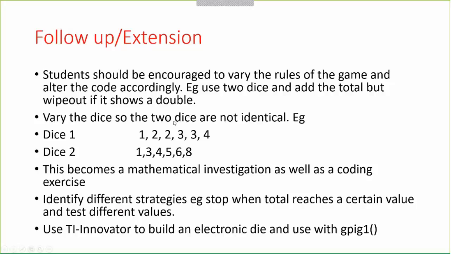Vary the dice so the 2 dice are not identical. For example, you had a 1, 2, 2, 3, 3, 4, and something like that. Then it becomes a lot more difficult to code, because you can't just say a random number between 1 and 6, because we've got to somehow weight these probabilities and so on. There are ways and means around that, just by linking it to another variable where the values are stored.